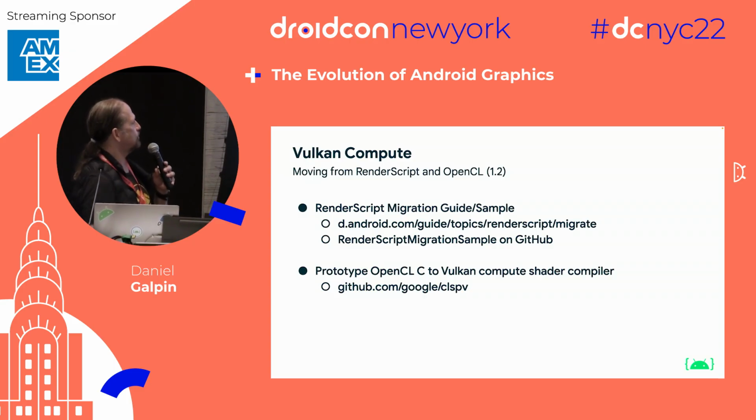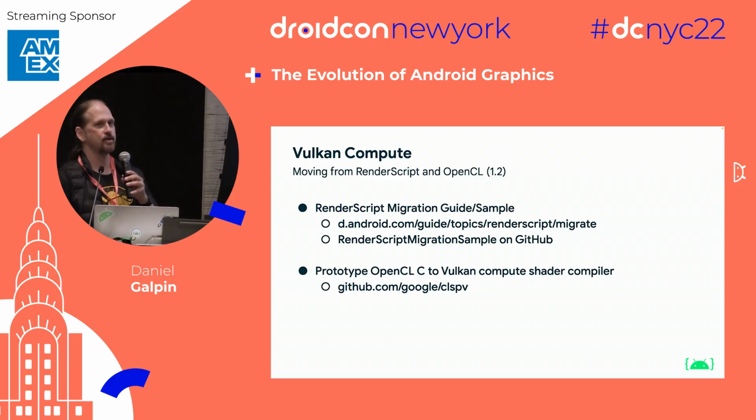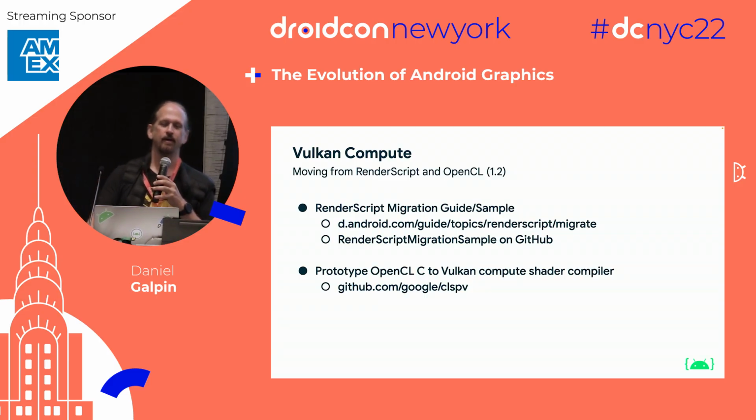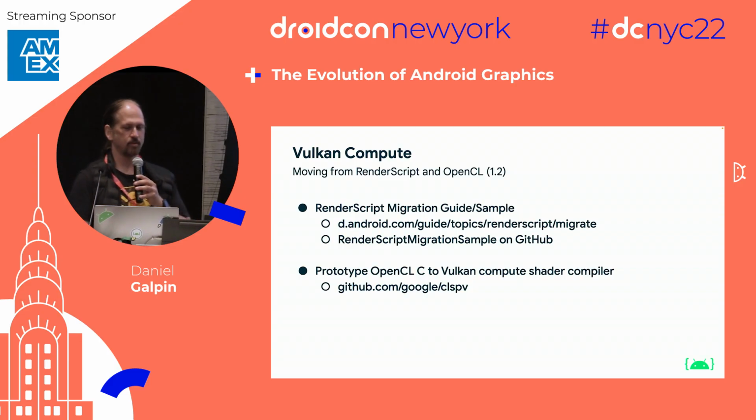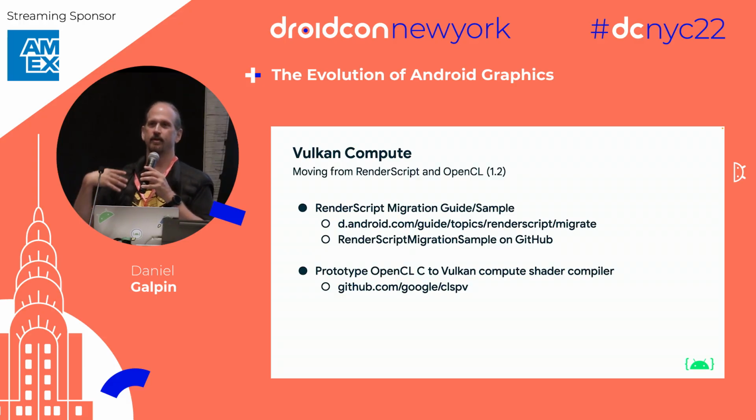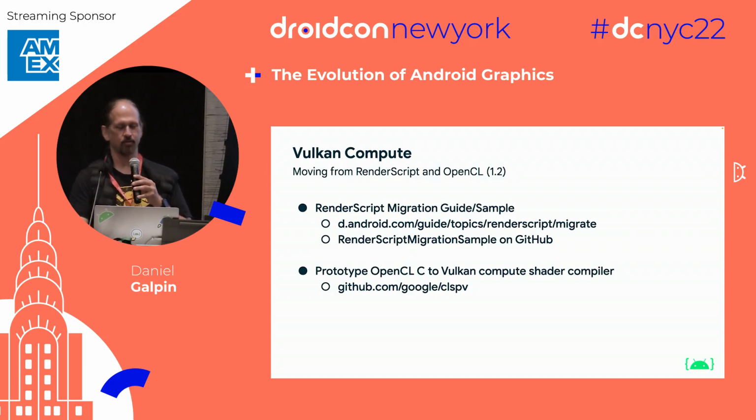Another thing that's kind of cool is there's an OpenCL to Vulkan compute shader compiler. So if you have something in OpenCL, you can try playing with it and see if it actually does what you need. A lot of times you don't want to have to write these things for every single platform. So it's a way of potentially helping you with that.